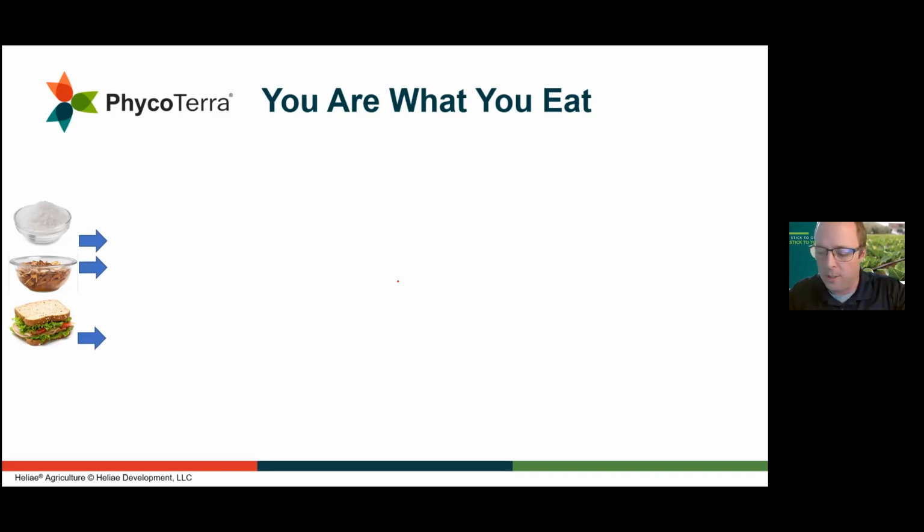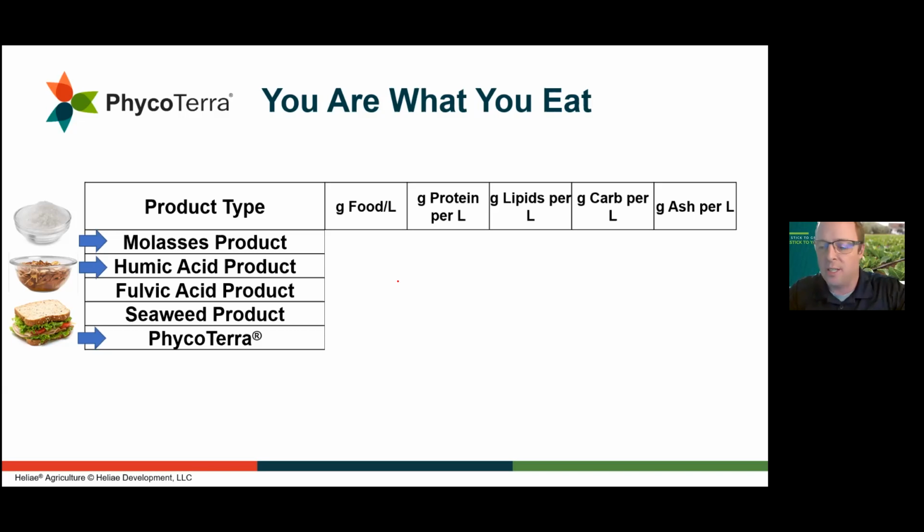So let me open up this next part of the slide here. So I'm pointing to some products that I'll do some spotlight on. Molasses, of course, made of mostly sugars, carbohydrates. Humic acids, it's carbon, but it has a C to N ratio and a size. It's kind of like eating a big bowl of wood chips.